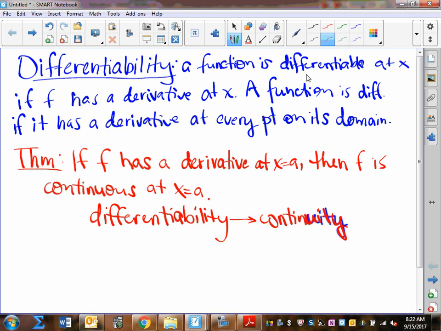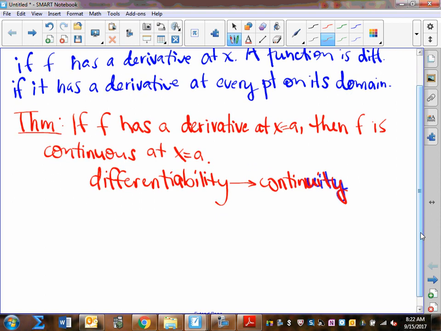We're told that this is true. I can take the contrapositive, which would say if f is not continuous at x equal to a, then f does not have a derivative at x equal to a. And that is also true. So we're going to take away a couple key things here. If it is differentiable, we know that it is continuous.